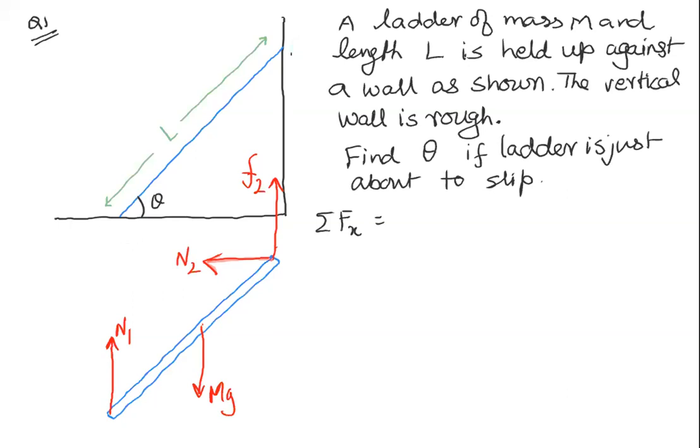This is rough. This is smooth. Sorry about the mistake. The vertical wall is smooth. Right, now once again. So basically this is going to go away and I'm going to get here F1.